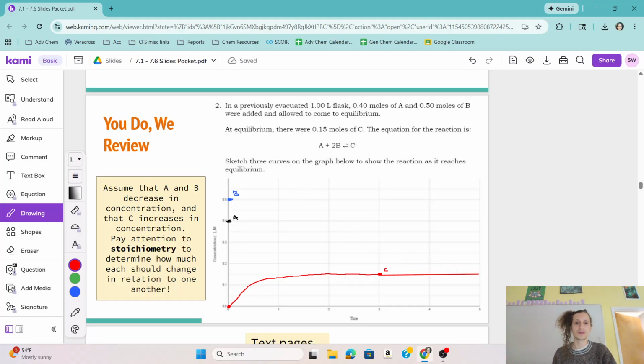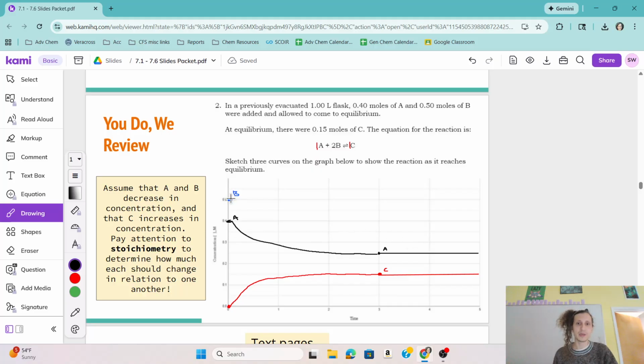Looking at the coefficients, if I made 0.15 moles of C, that means I used up 0.15 moles of A. So that means A should end up at, let's see, 0.25. That would be right about here. That's A. So it's stabilized there. And then I will go down to it.